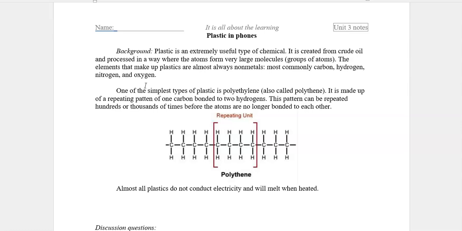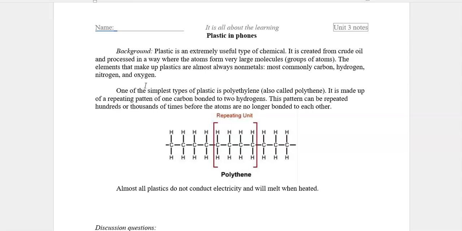It's created from crude oil, so the same stuff they make gasoline out of, they make plastic out of, and it's processed in a way where the atoms form very large molecules. Molecules are groups of atoms. The elements that make up plastics are almost always nonmetals. They're most commonly carbon, hydrogen, nitrogen, and oxygen.